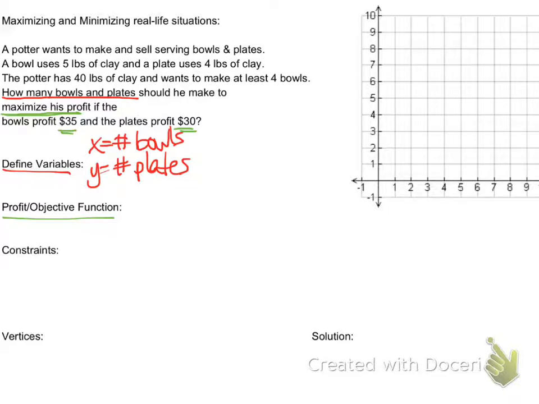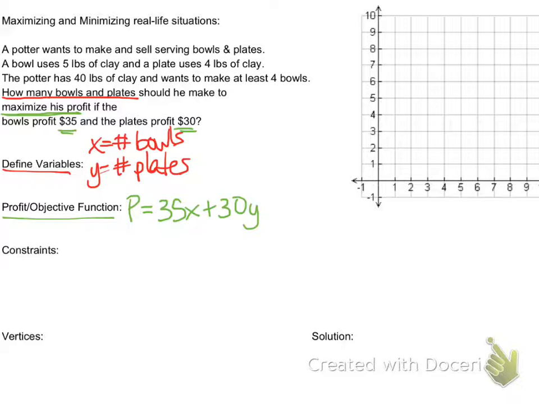So our profit function is going to be 35, the price, times the number, x is the number of bowls, plus 30 is the price times the number of plates, which is y. And so now we're going to set that aside for a minute until we can get our feasible region determined. We're going to determine those from the constraints.